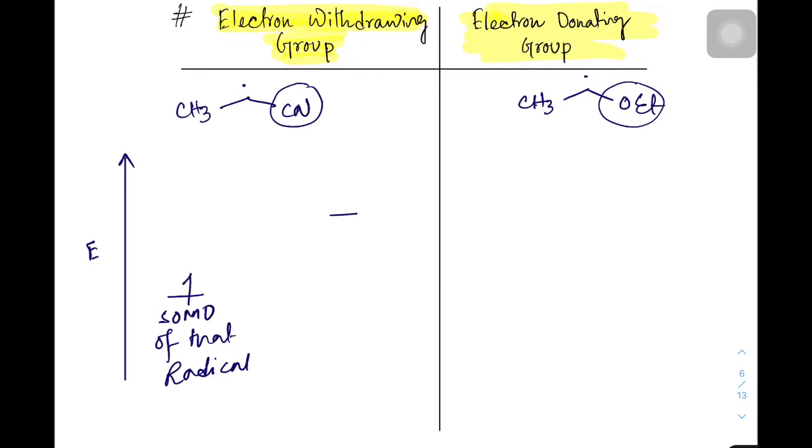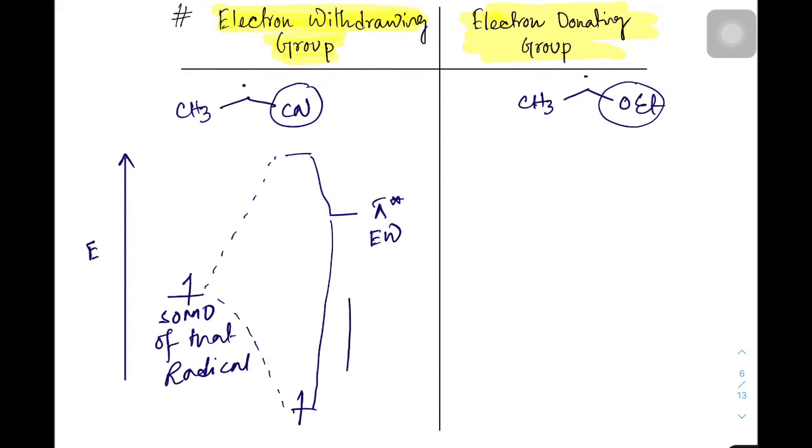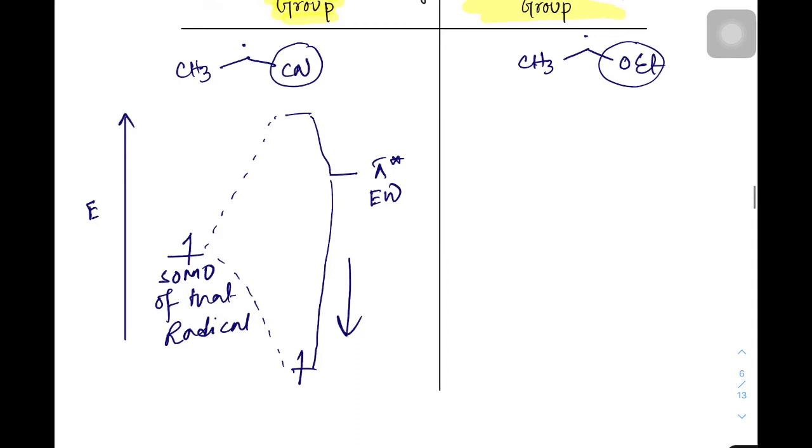And there is the pi star of the electron withdrawing group. So these two states interact and generate one antibonding and one bonding orbital like this, and the single electron gets stabilized, the unpaired electron gets stabilized. So as the energy of that unpaired electron gets stabilized, in the presence of an electron withdrawing group, the radical gets stabilized.